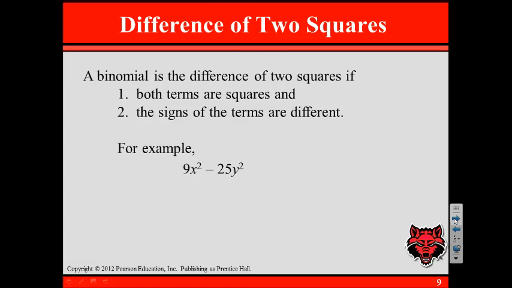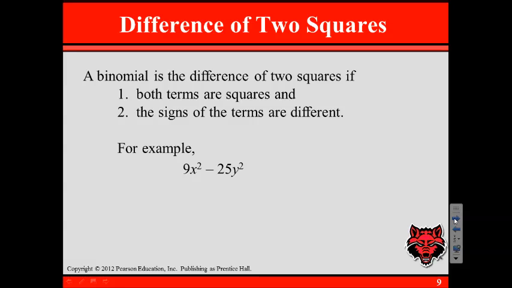Let's now look at that second special product that we saw back in Module 5. And that was a difference of 2 squares. We know that we have a difference of 2 squares if both terms are perfect squares and the signs of the terms are different. And so we will never have the sum of 2 squares. That's something that's not factorable with real numbers.